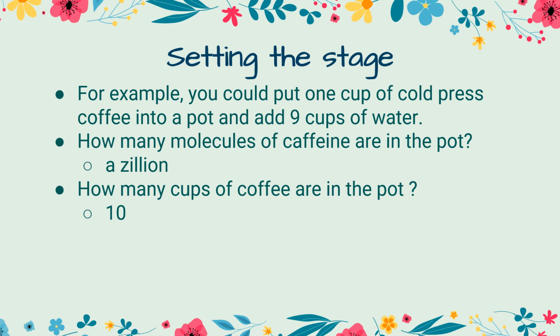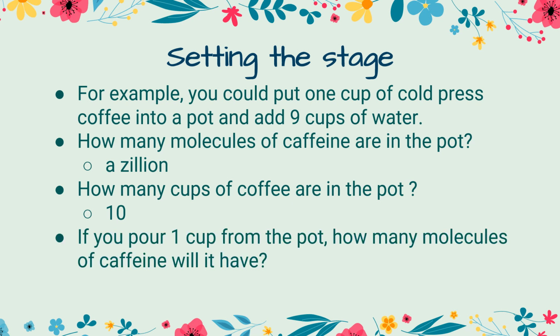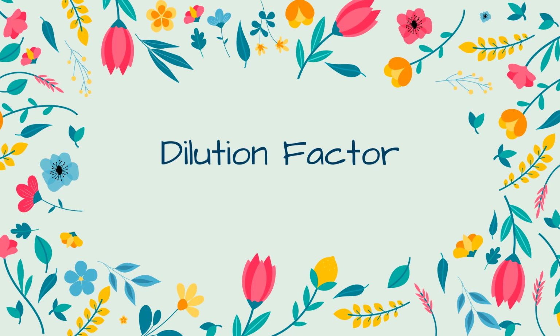So what is our dilution there? If I pour 1 cup from the pot, that's mixed together with the cold pressed coffee and the water, how many molecules of caffeine will it have? Well, it would have 1/10 of a zillion, or a zillion over 10. A tenth of a zillion. So, yep, a zillion over 10.